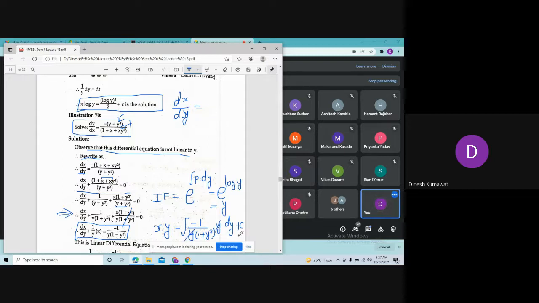Is it? Yes, sir. Tell me now what is the integration of 1 upon 1 plus y square, or you can say minus 1 upon 1 plus y square. Yes, what is the integration? If you want, you can take negative sign outside the integration and tell me what is the integration of dy upon 1 plus y square.